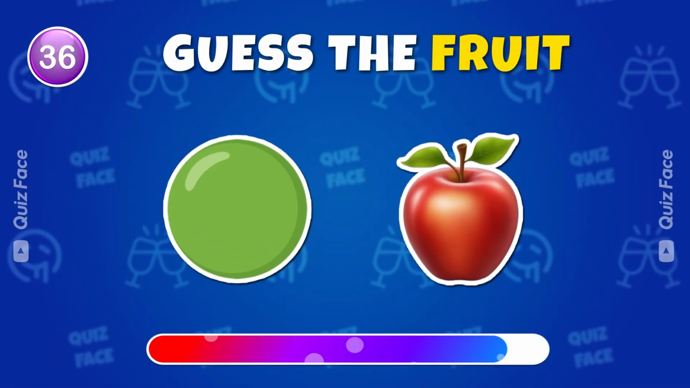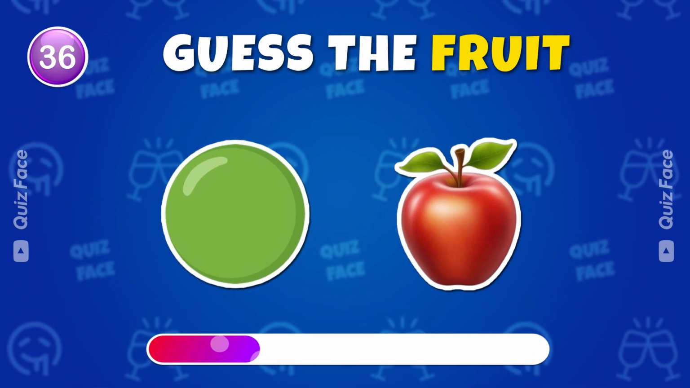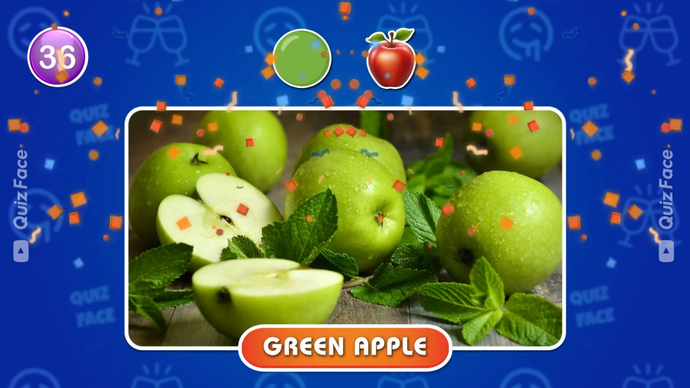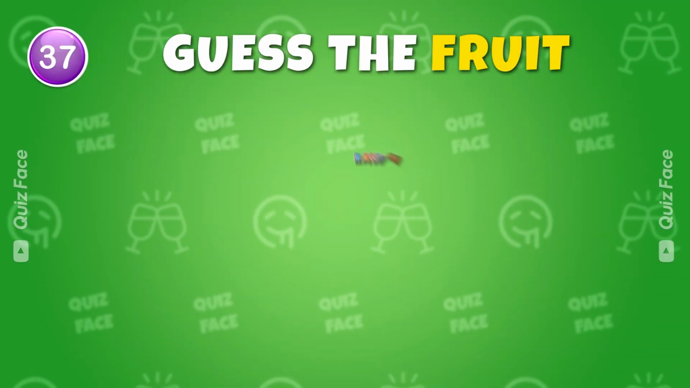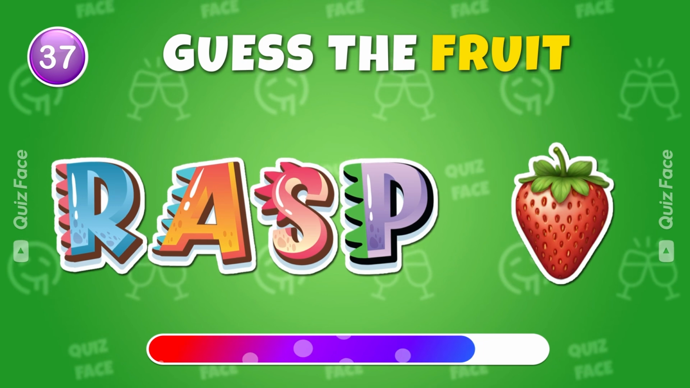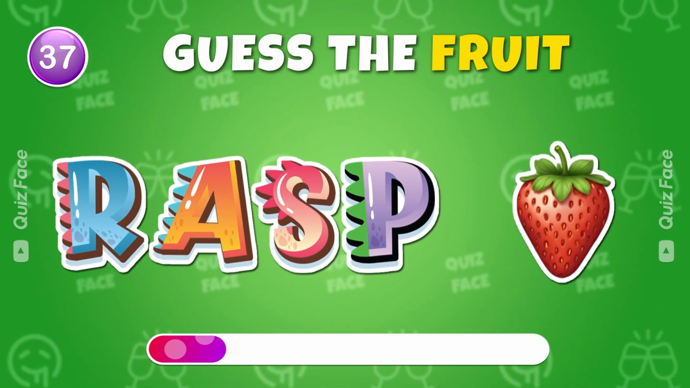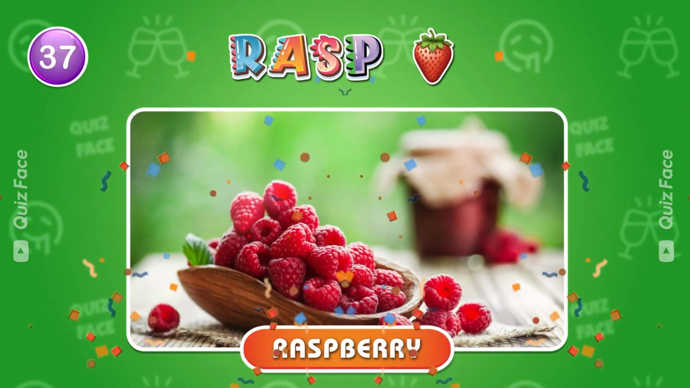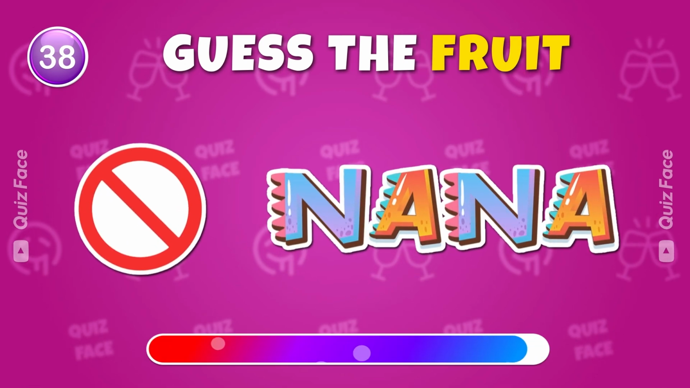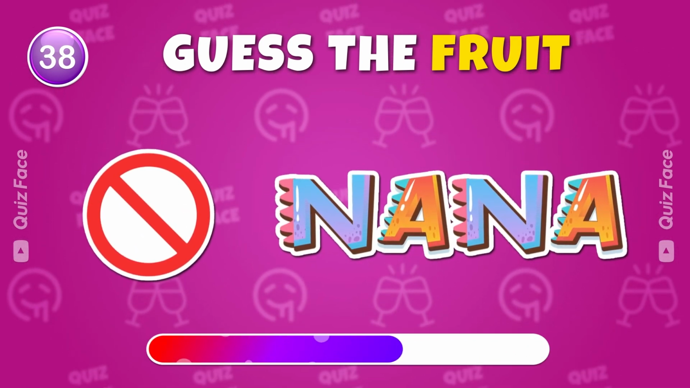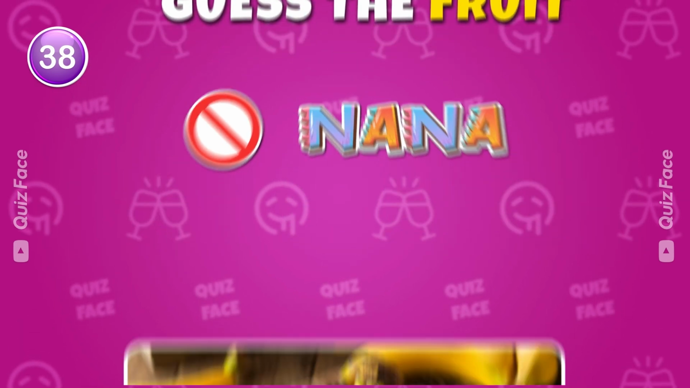Can you identify the fruit in these emoji clues? That's right, it's a green apple. What fruit do you think these emojis represent? Raspberry. What fruit do you think is represented by these emojis? Banana.